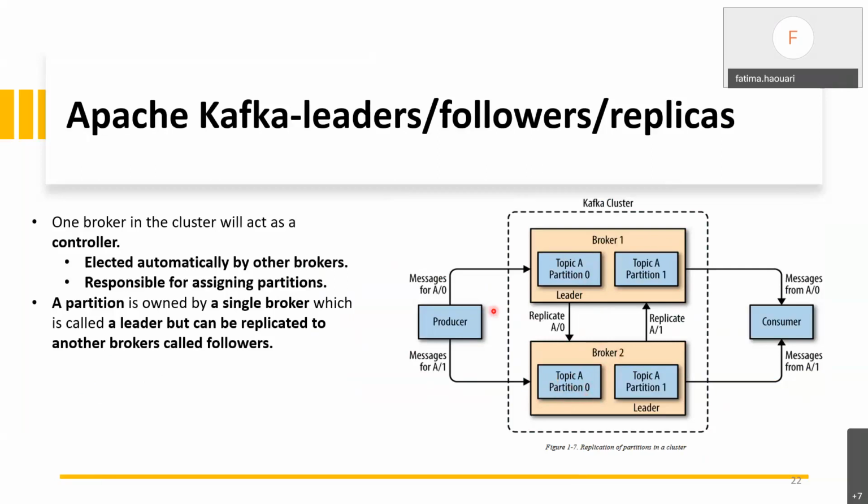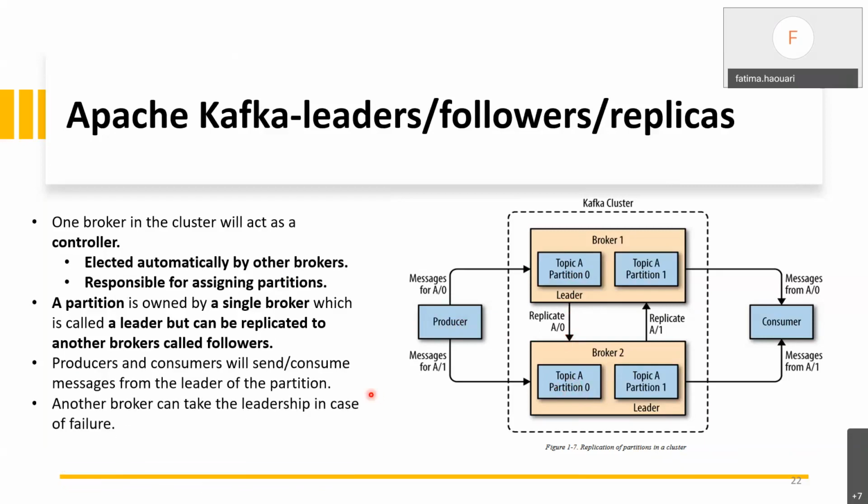In this case, producers and consumers will send messages to the leader and consume messages from the leader. Then the leader will be responsible for replicating. For example, if a producer sends a message to topic A, partition zero, it will be sent to the leader only, and the leader will be responsible for replicating this message. In case of failure of one broker, the other broker will take leadership. For example, if broker one fails, topic A, partition zero will be led by broker two.